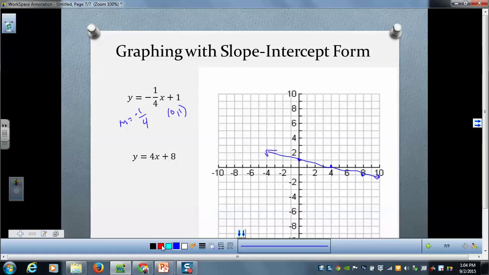All right, let's move on to the second example. So 0, 8 is your initial point. That would be our y-intercept. Our slope is 4. And once again, if it's a whole number, I'm going to put it over 1. Now notice, 1, 2, 3, 4 over 1.